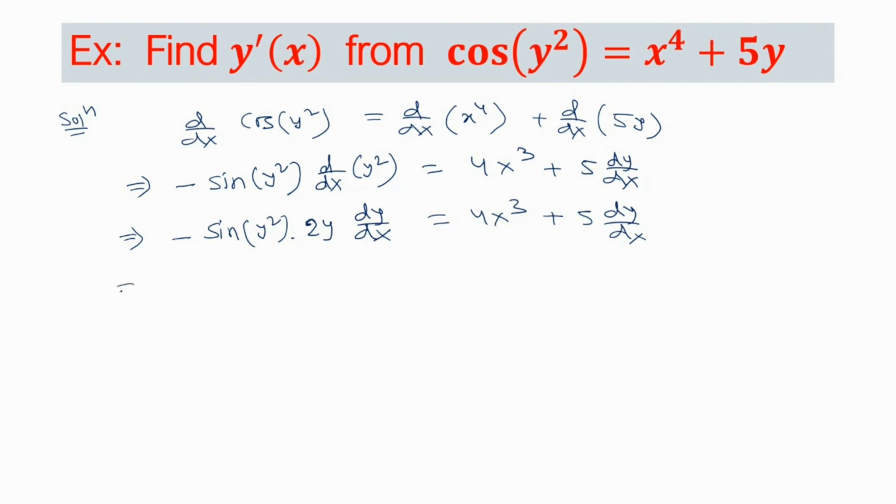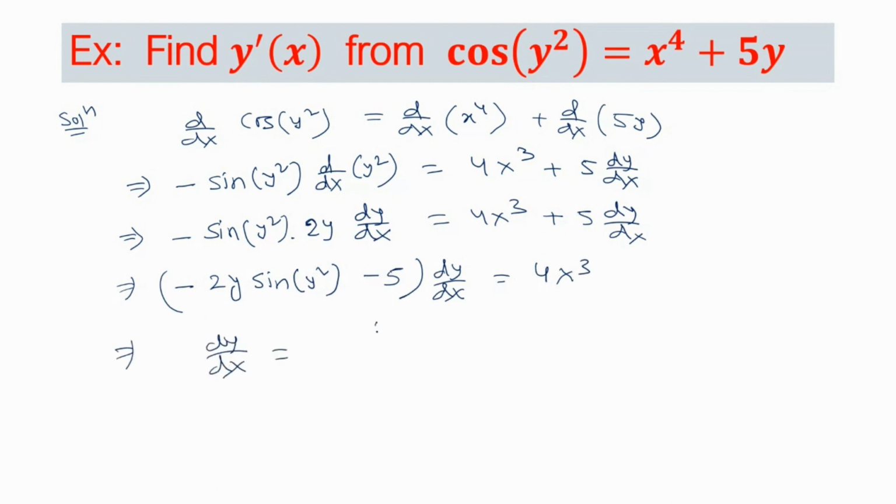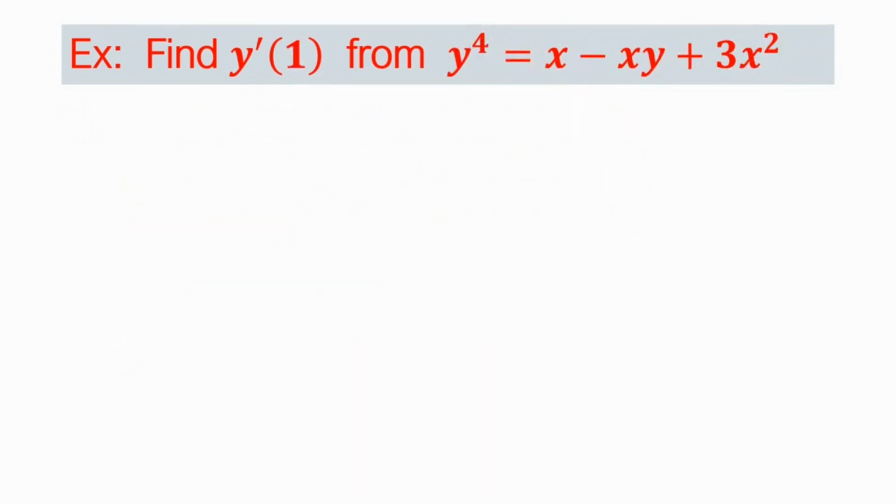Now collect the dy/dx. So this implies dy/dx is equal to 4x to the power 3 over (2y sine y square plus 5). Next problem is find y dash at 1 from y to the power 4 is equal to x minus xy plus 3y square. So first find y dash and then we'll see about y dash at 1.